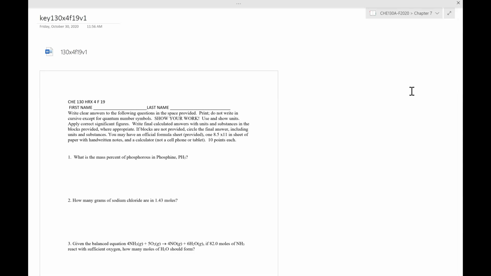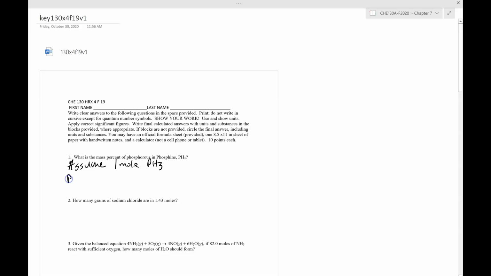So in the first question, we're asked to get the mass percent of phosphorus in phosphine, and what we're doing here is getting the mass percent from the formula. What we're going to do is assume that there's 1 mole of the phosphine, which means that we're going to have the molar mass of phosphine. We'll have that much in grams.